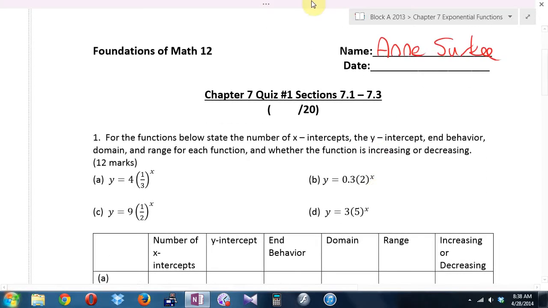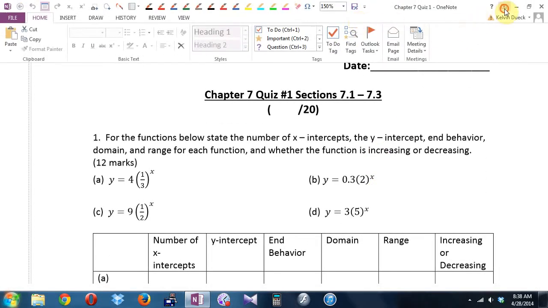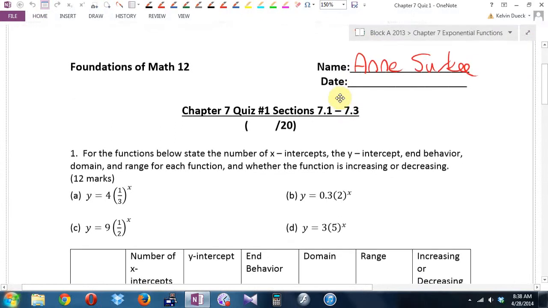So, marking the quiz. You got the quiz? And done? Woohoo! Because I'm being strict this time on 0. So many people didn't do it.